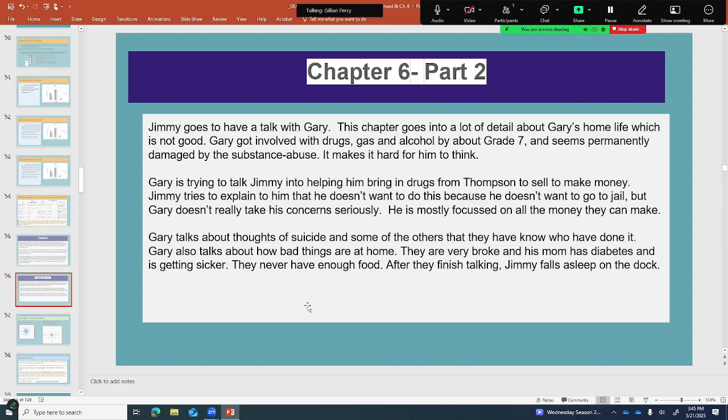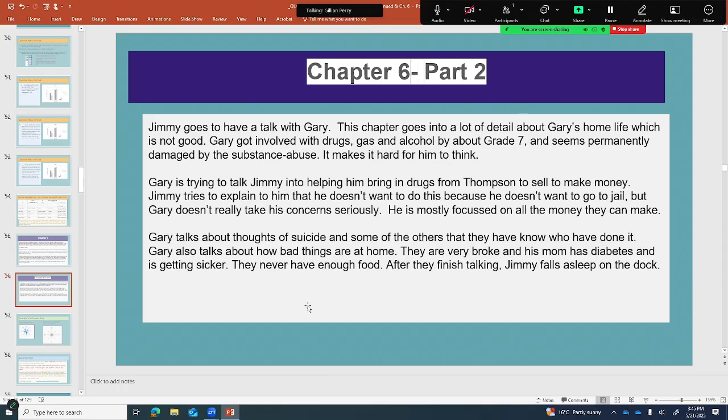So this chapter also goes into a lot of detail about Gary's home life, which is really not good. Gary got involved with drugs, gas, and alcohol by about grade 7. And this chapter makes it clear that he seems to be almost permanently damaged by the substance abuse. It seems to make it really hard for him to think. He feels a lot of despair over his own life.